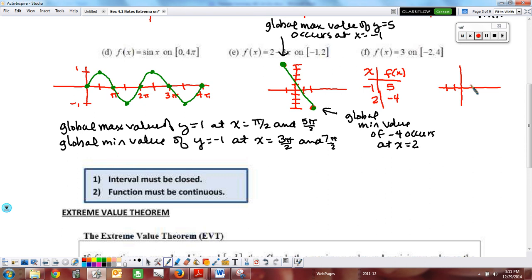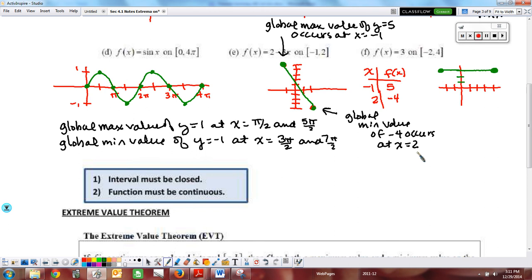But on this one, I'm not even going to bother to plug in and get the points, because f of x equal to 3 is a constant. It's nothing more than a horizontal line, and it's closed. So I'm going to include my points, and everywhere it's going to have a value of 3. So it basically comes across here at 3 and looks like that.